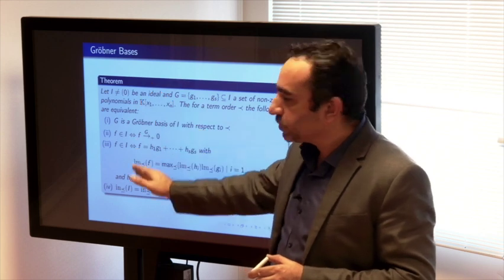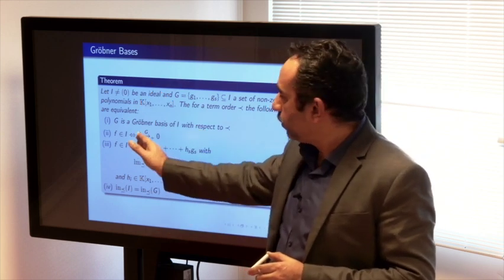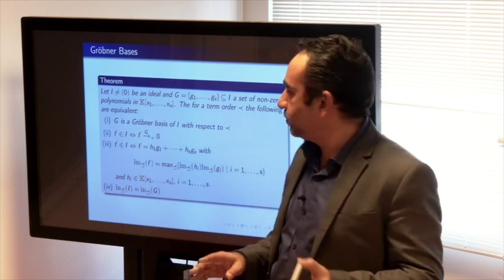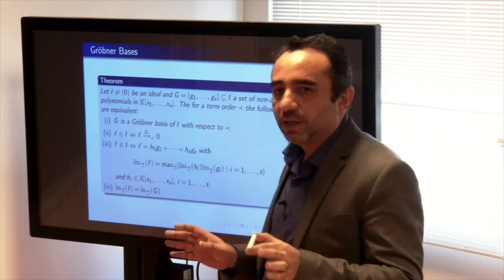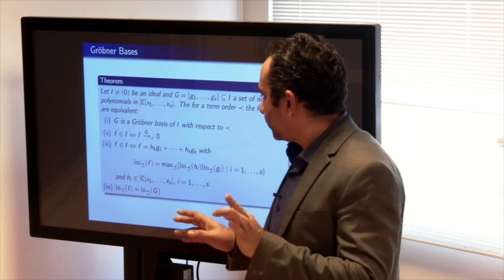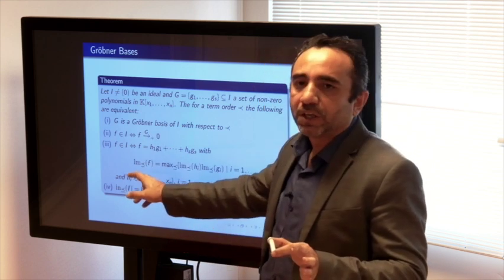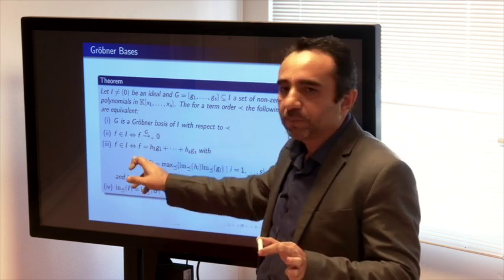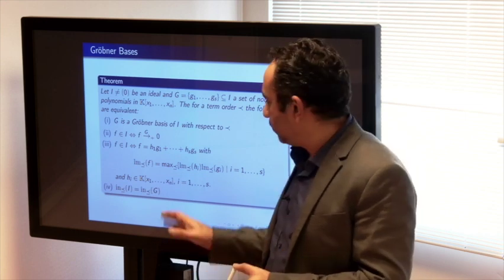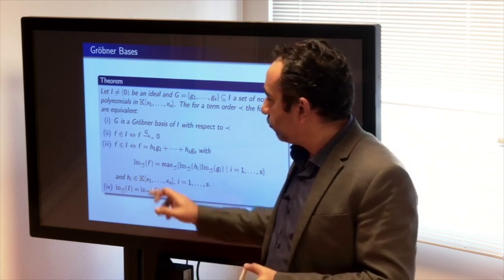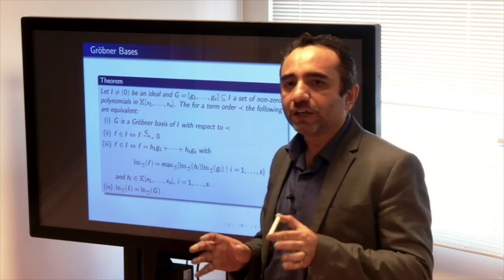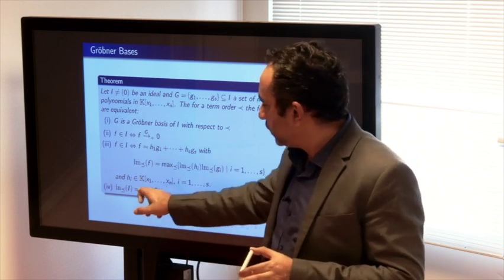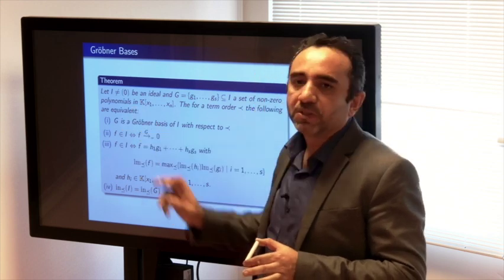So these four statements are equivalent. If G is a Gröbner basis, that means any f belonging to I will be reduced to 0 with respect to that G. The third statement says that if f is reduced to 0, we can find these h1 up to hs having this condition. And the fourth condition says that if this holds, the initial ideal of I is equal to the initial ideal of G, and if the initial ideal is the same, then G is a Gröbner basis.